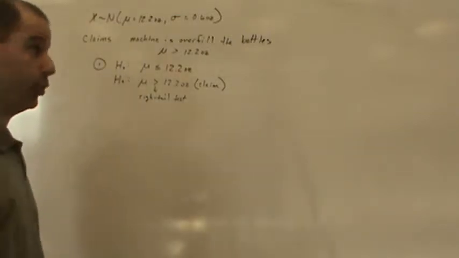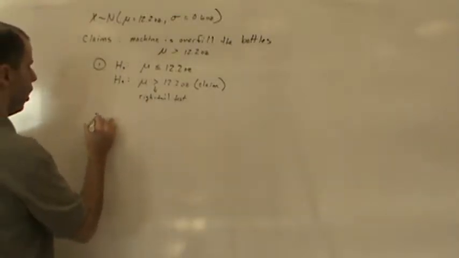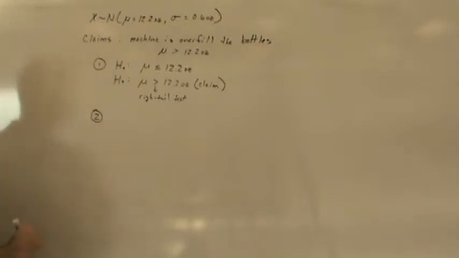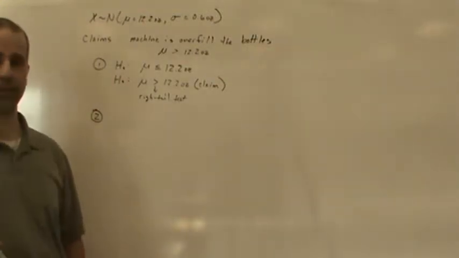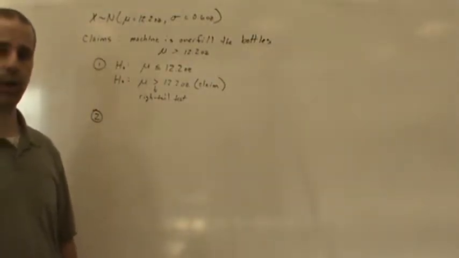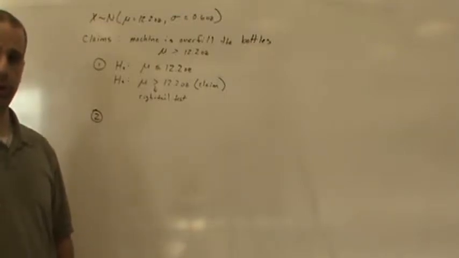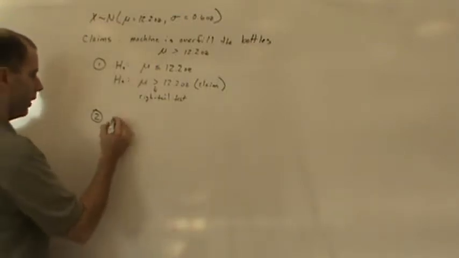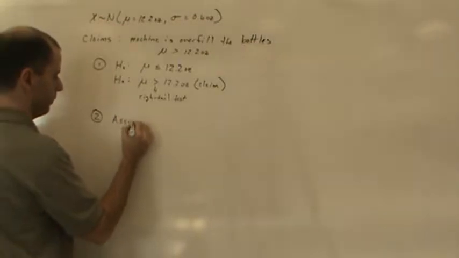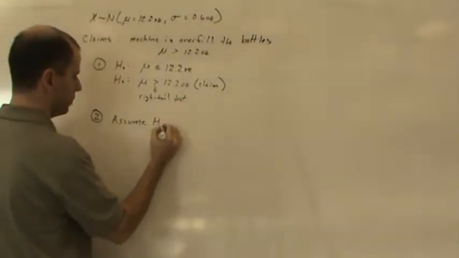Okay, now we're finished with step one. Step two is always going to be the same no matter what the hypothesis test is. Step two is always we're going to assume the null is true.